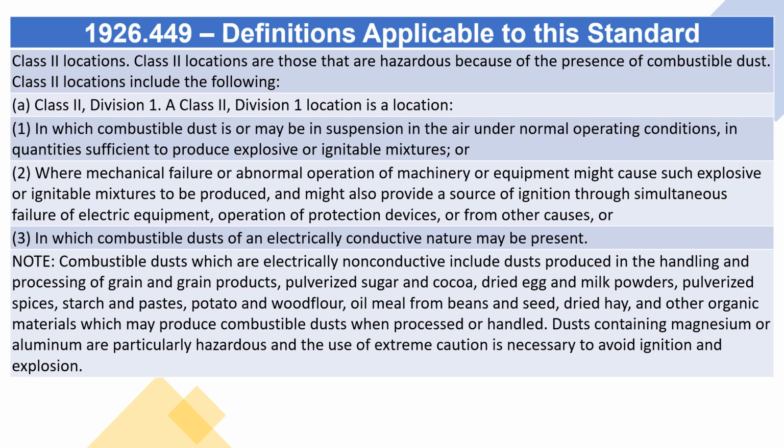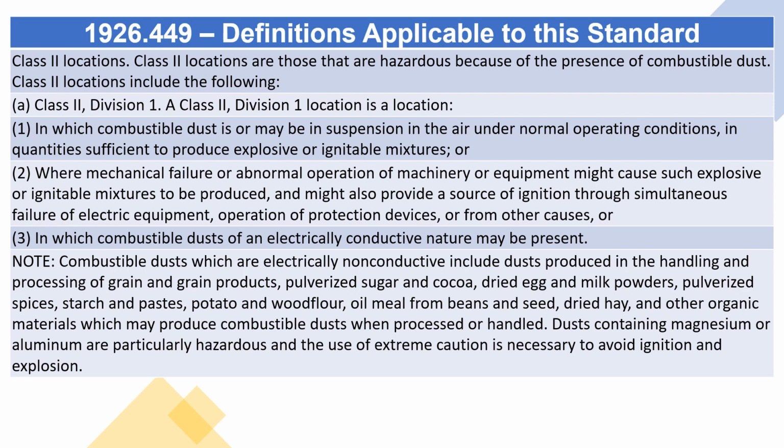Class 2 locations. Class 2 locations are those that are hazardous because of the presence of combustible dust. Class 2 locations include the following. A. Class 2, Division 1. A Class 2, Division 1 location is a location 1. In which combustible dust is or may be in suspension in the air under normal operating conditions, in quantities sufficient to produce explosive or ignitable mixtures, or 2.